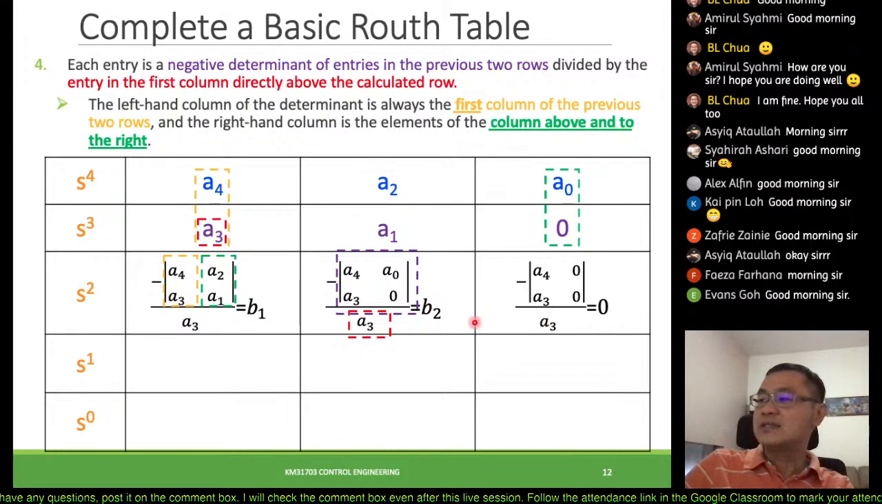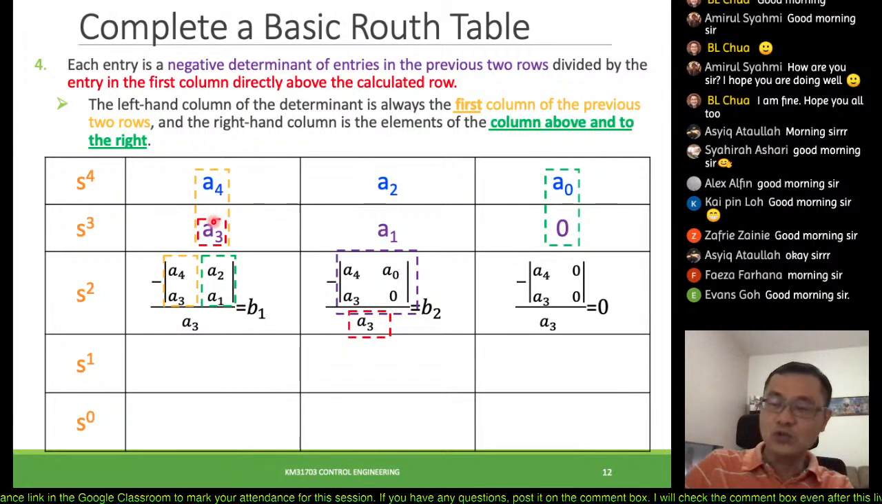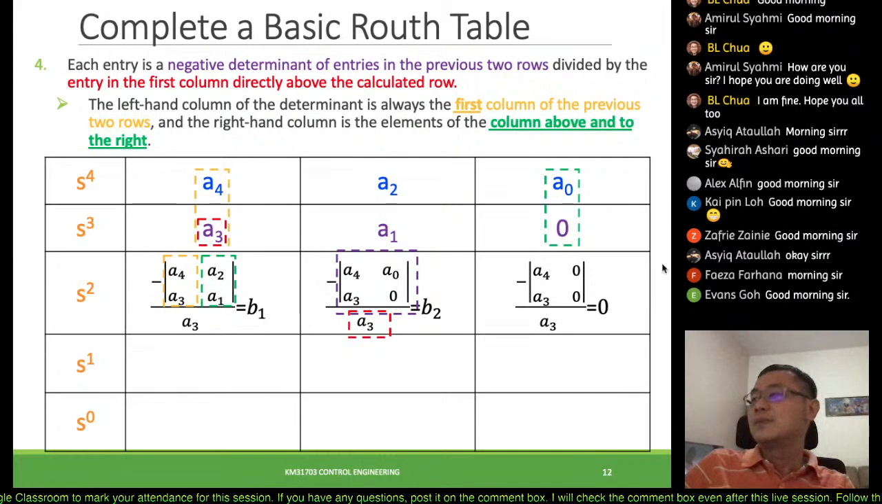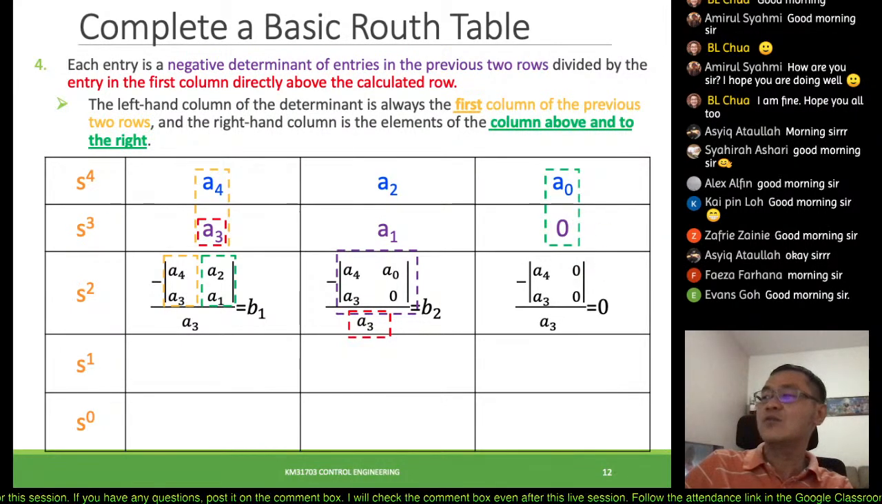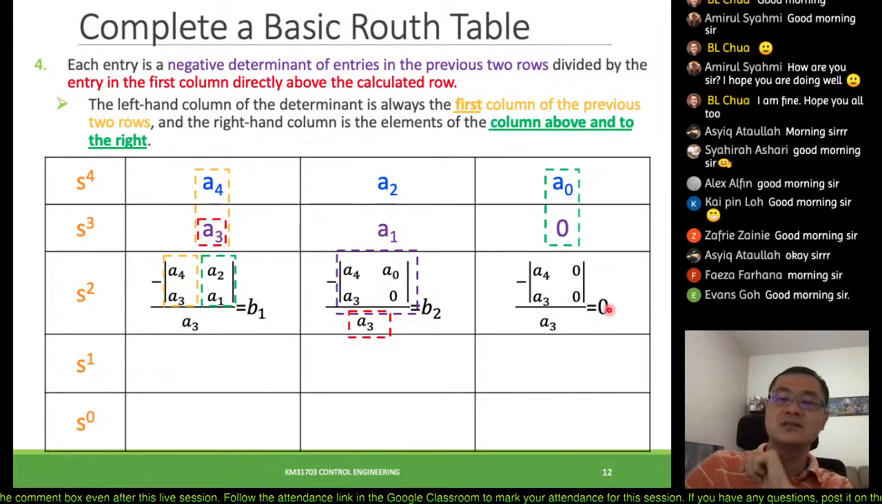So as we can see for the next one, we maintain A3 for the first column, the first column of the previous two rows, plus this one, the green color will shift to this side, where you don't have anything, so you just put 0 0. Since this is 0 0, very straightforward, multiply by 0, we get 0. So that is how we can complete it.